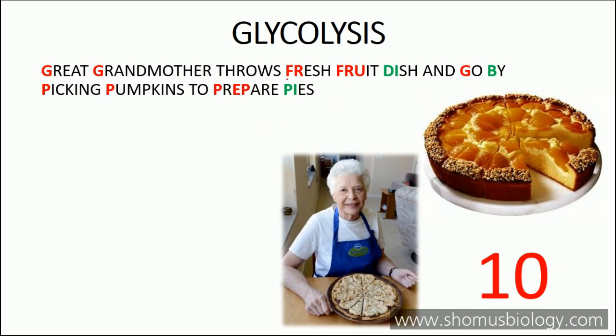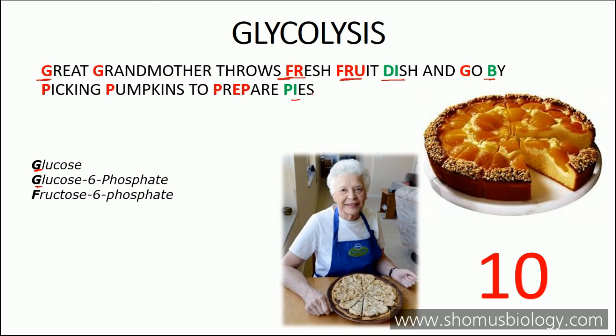great-grandmother. The colors represented here: red means the first letters represent the intermediates of glycolysis, and the green letters are the important steps of glycolysis. So let's begin with the first one. Great starts with G, means glucose. Another G, glucose 6-phosphate. Then FR, remember, fructose 6-phosphate.